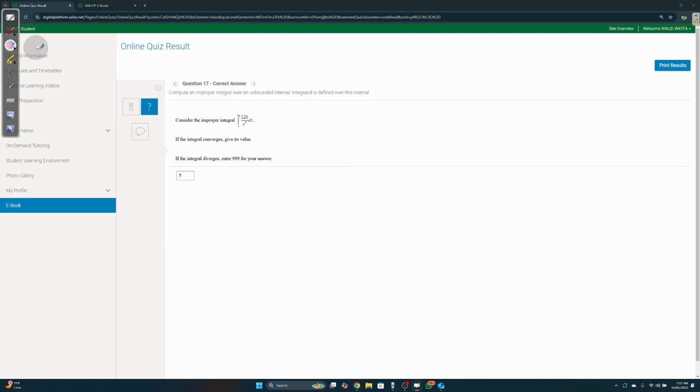Question 17. Consider the improper integral from 2 to positive infinity of 120 over x to the power 4. If the integral converges, give its value. If it diverges, enter 999. Let's do it. Integral to positive infinity 120 over x to the power 4 dx.